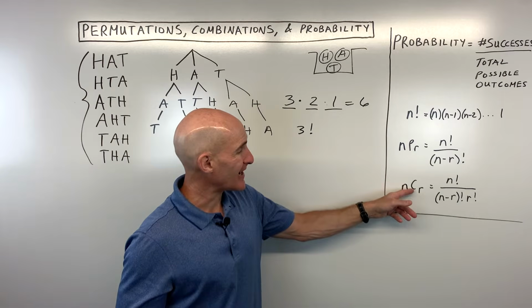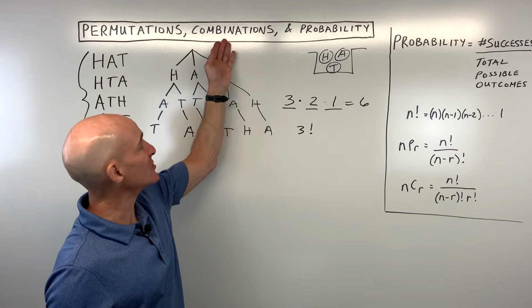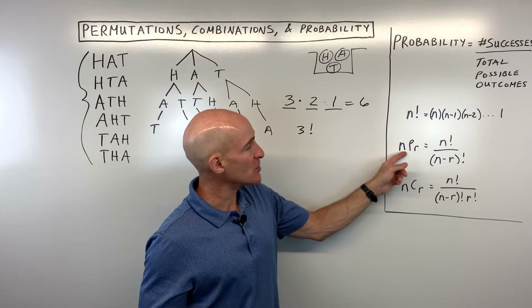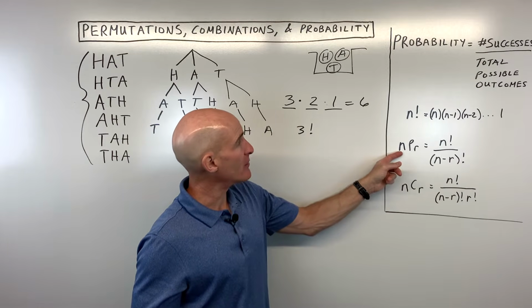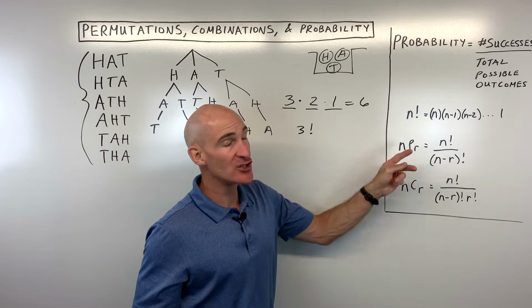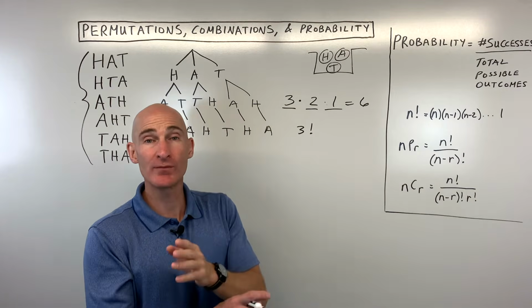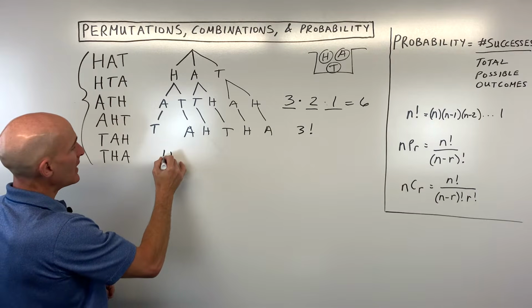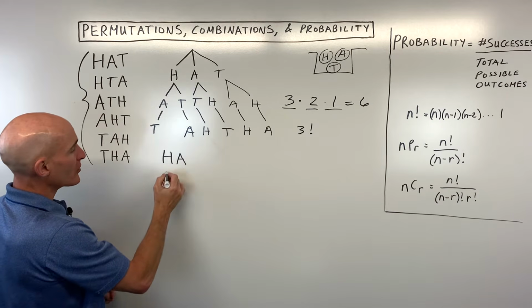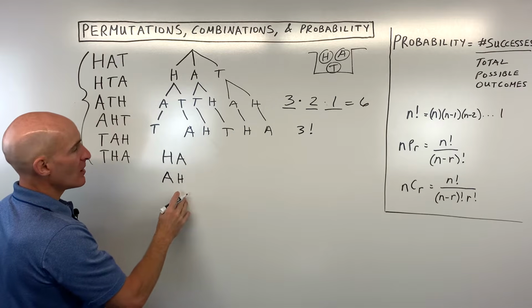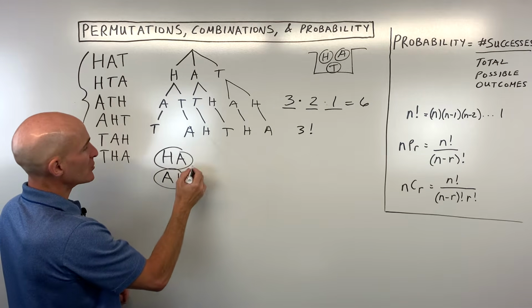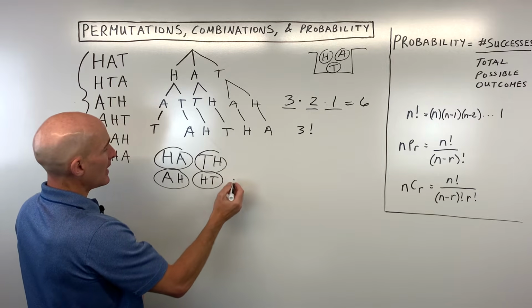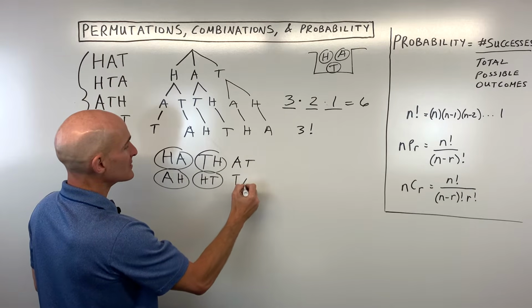We're also going to talk about combinations, and this is when the order is not important. But let's talk about the permutations first. So nPr: out of the 3 letters here, how many ways are there to pick just 2 of the letters where the order is important? Let's write it out again. There could be H and A, or A and H, so that's one possibility. Another possibility, we could do T and H, or H and T, and we could do A and T, or T and A.